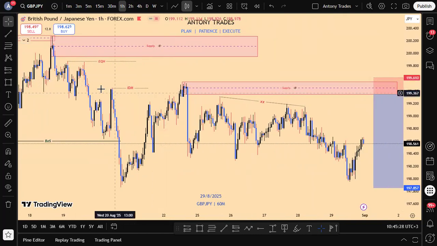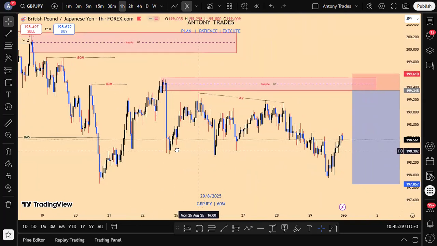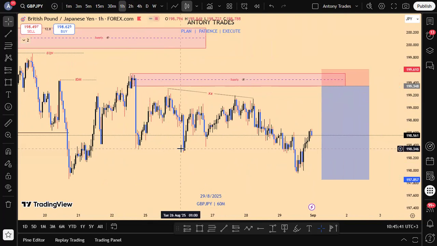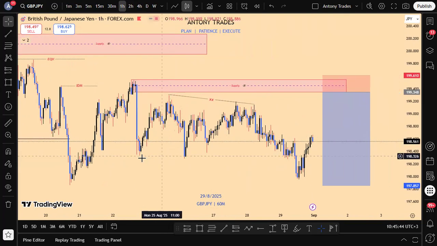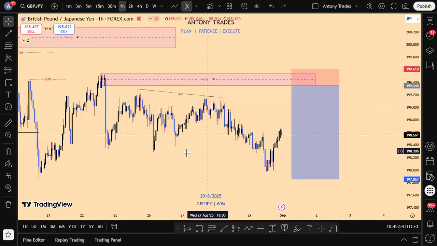So from what I can see, after taking these minor inducements, you can see here we have a change of character. The market has swept this inducement. After that, you can see here a change of character. Then you can see here we have a fake break of structure. The reason I'm saying this is a fake break of structure is it has not swept any liquidity. So this acts more as an inducement to me. This is an inducement. We also have another fake break of structure here, since it has not swept any liquidity. So this high to me is also an inducement.